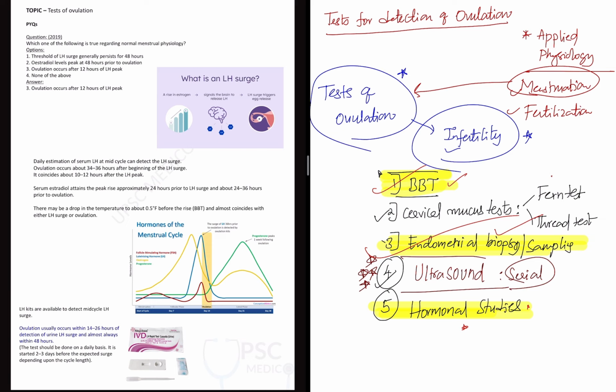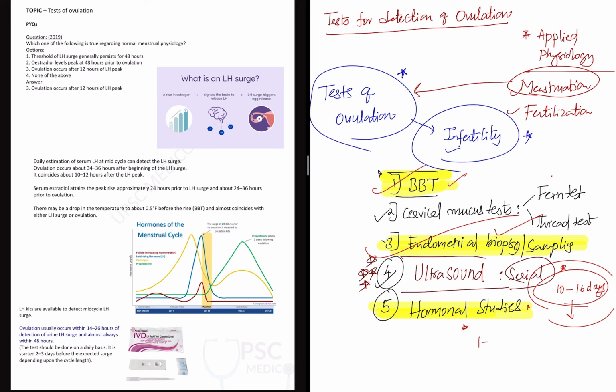I want to tell you about daily ultrasound visualization of ovaries. It is done during which time period? It is done during 10 to 16 days, because they have asked a question on the time period of endometrial sampling. Maybe in the future they might ask a question on when the serial ultrasound visualization of ovaries is done to check for Graafian follicles. It is 10 to 16 days. It is non-invasive, accurate and safe.